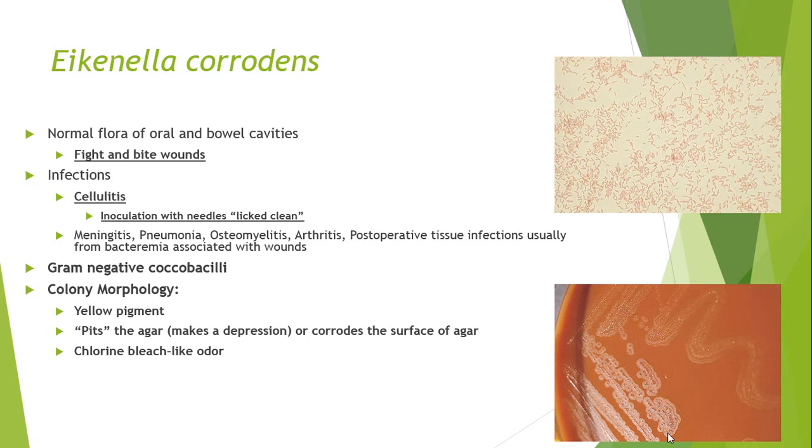It pits the agar. It's kind of hard to see, but it's described as corroding the surface of the agar. So if you want to think of that, corrodens and corrodes. And then it has a chlorine bleach-like odor. So if you get a test question that says chlorine bleach, gram-negative coccobacilli, think of Eikenella.